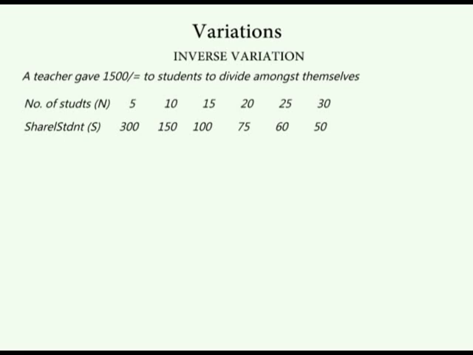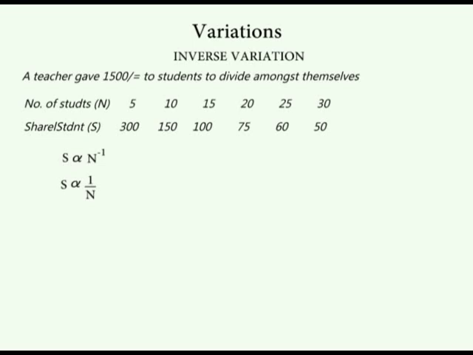In this case, we have two variables, the number of students n and the share per person s. As n increases, s decreases. Such variables are said to be inversely proportional. As one increases, the other decreases proportionately. We represent them as s is proportional to the inverse of n, or s is proportional to 1 over n.